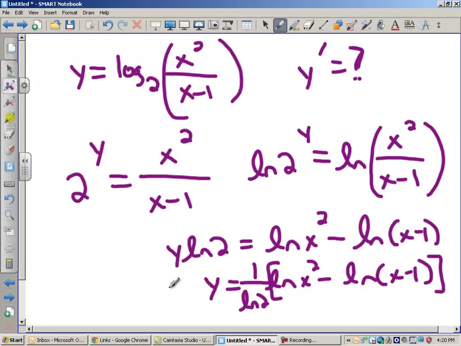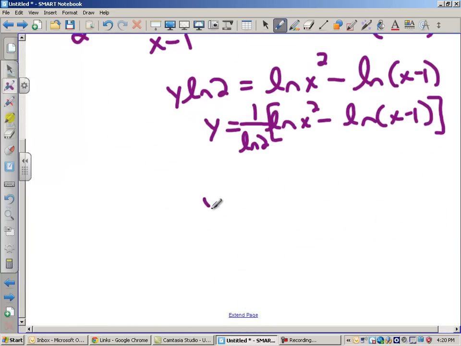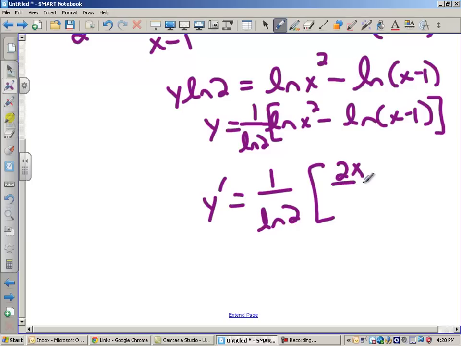So to get y prime, we can just keep that constant there, 1 over the natural log of 2, and then we're going to do u prime over u, which you can simplify to 2 over x, minus u prime over u. And that is your derivative.